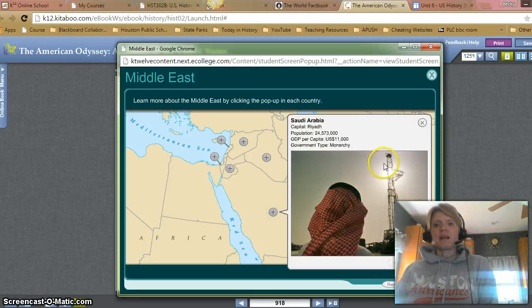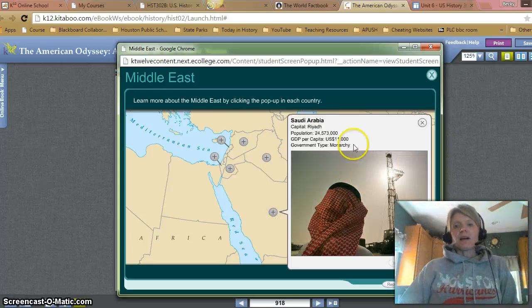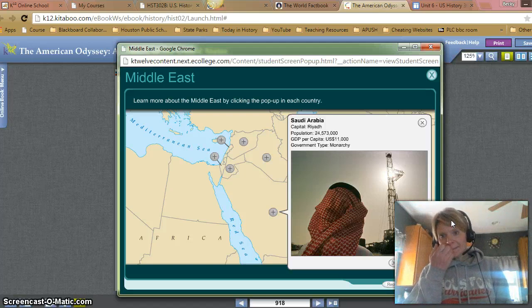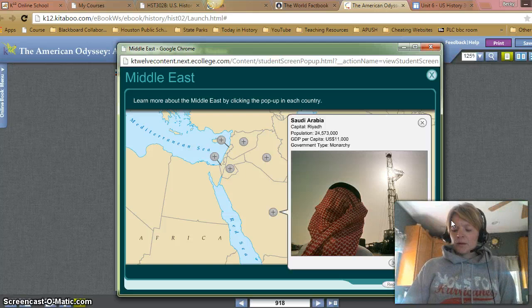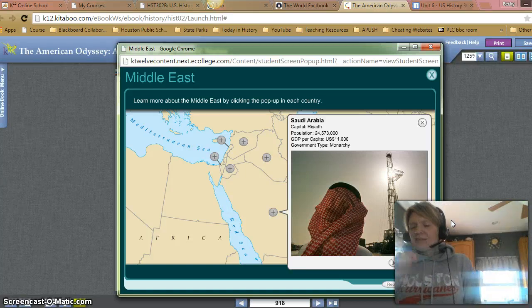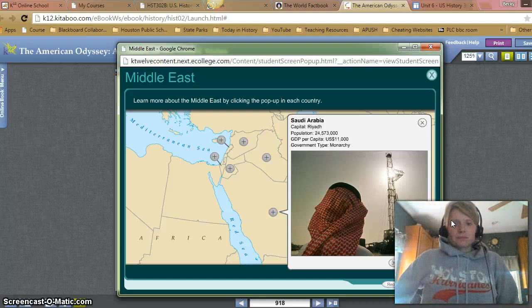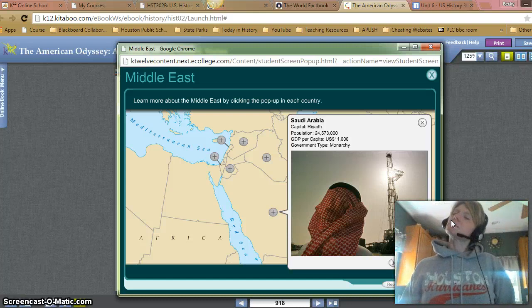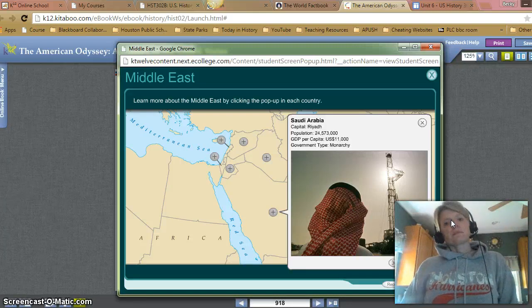Saudi Arabia, capital is Riyadh, and it's a monarchy. The United States and Saudi Arabia have maintained a strong diplomatic relationship since 1940. The two nations share a concern for peace in the Middle East and reject terrorism. Saudi Arabia is home to the world's largest oil reserves and has provided leadership in working for prosperity in the region. The United States supports Saudi Arabia by providing military training and expertise and by selling it military equipment.